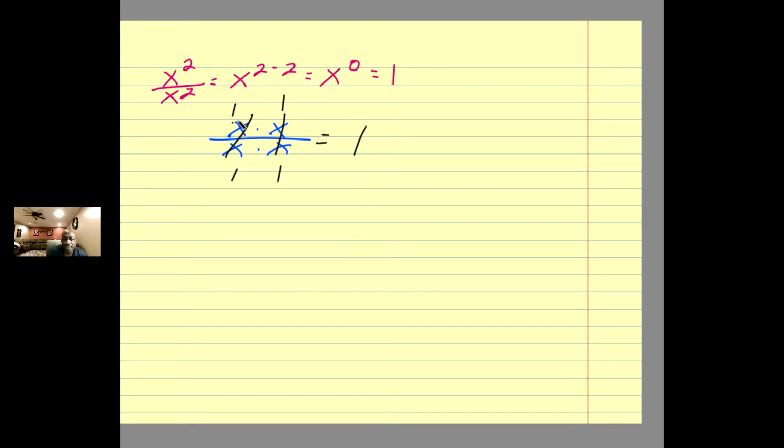Because it doesn't matter if these x's are a variable or if it was 5 over 5 or if it was 8 over 8. It doesn't matter what the numbers are or what the letters are. If they're identical, when they divide, they will still give you a 1. All right? So keep that in mind.